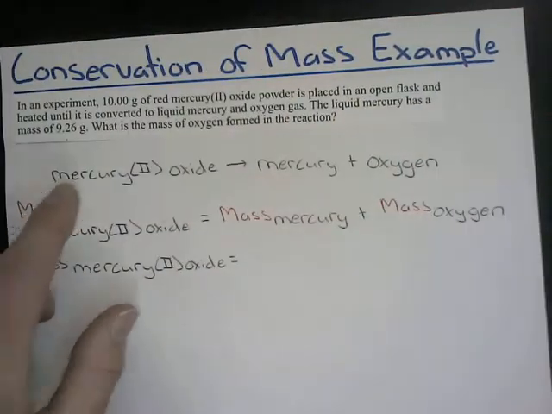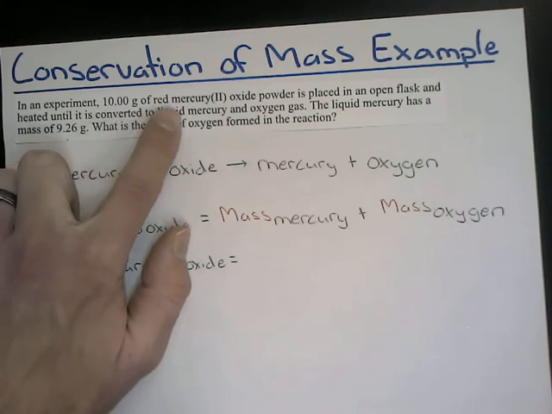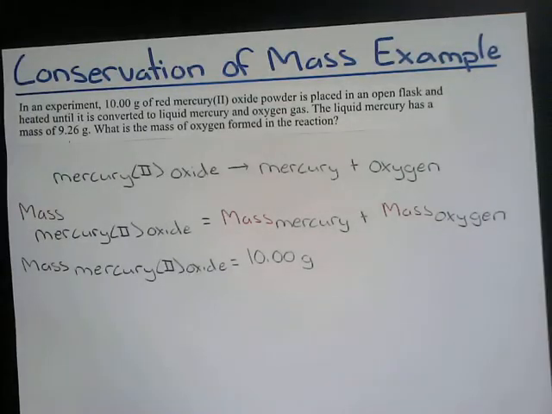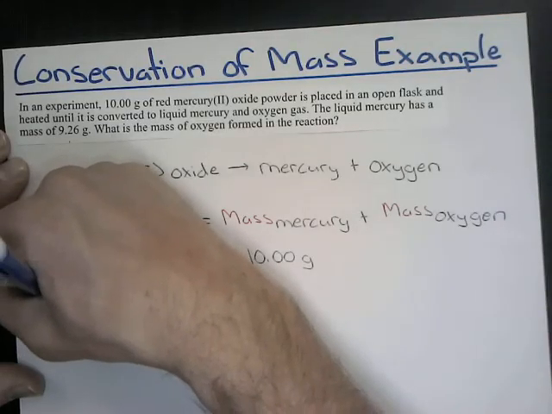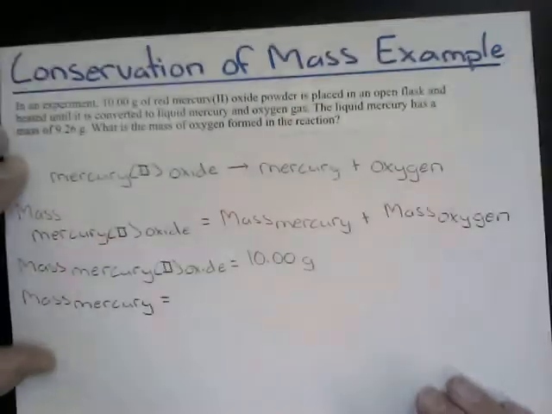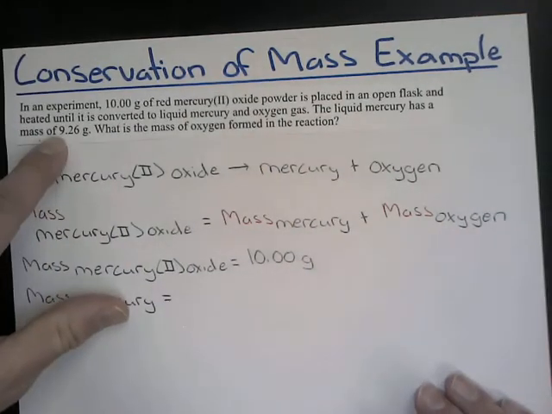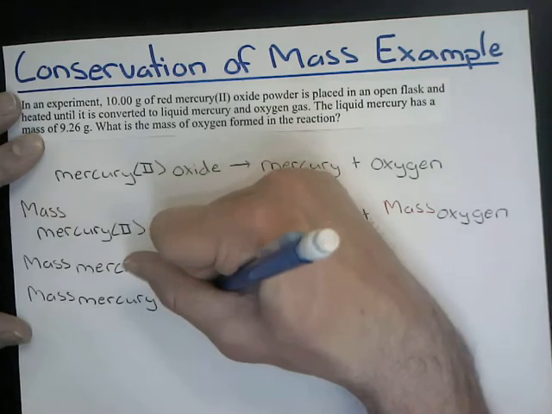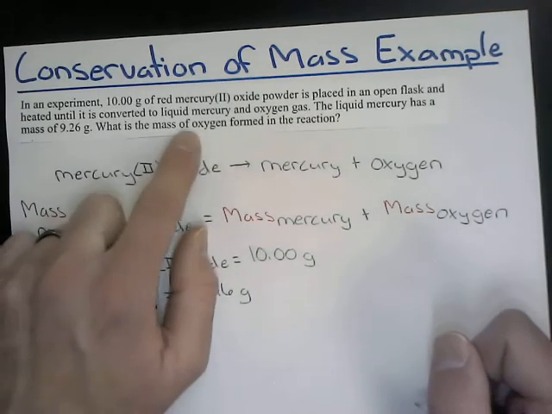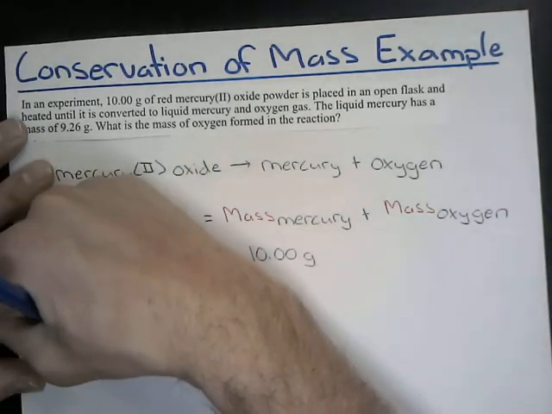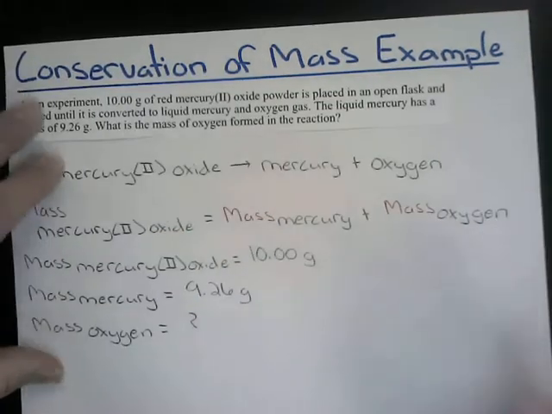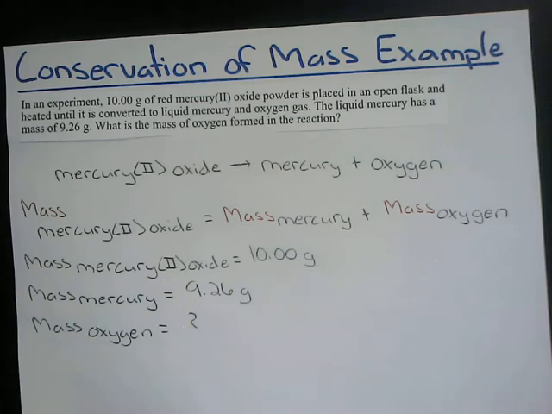And in my problem, it says we have 10 grams of red mercury 2 oxide. So that's what I'm going to put here, 10.00 grams, because that's what we have. And now the mass of just mercury, I'm going to list it out here. It says here liquid mercury has a mass of 9.26 grams. And in the problem, it says, what is the mass of oxygen? So the mass of oxygen is a big question mark. We don't know this. But we have 2 of the 3 variables we need.